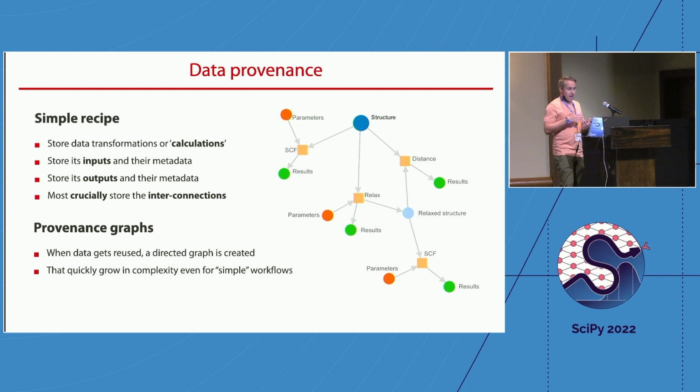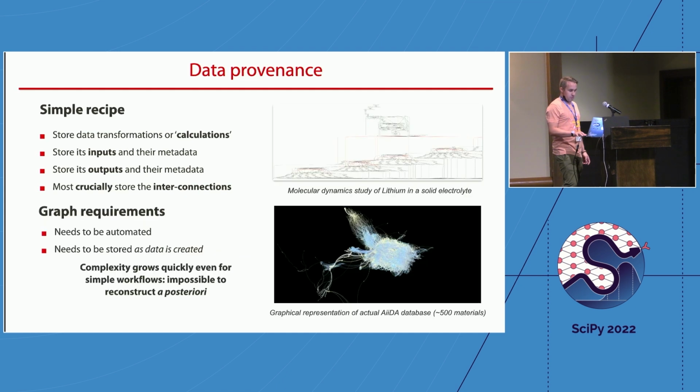AiiDA itself is not actually specific to material science, but if we take the example of a materials properties workflow, you could imagine taking some initial atomic structure and running it through a number of computational steps to compute a certain property. And this graph gives you the basic concept, but when you look at real provenance graphs, as created by AiiDA, they can look something like this on the right.